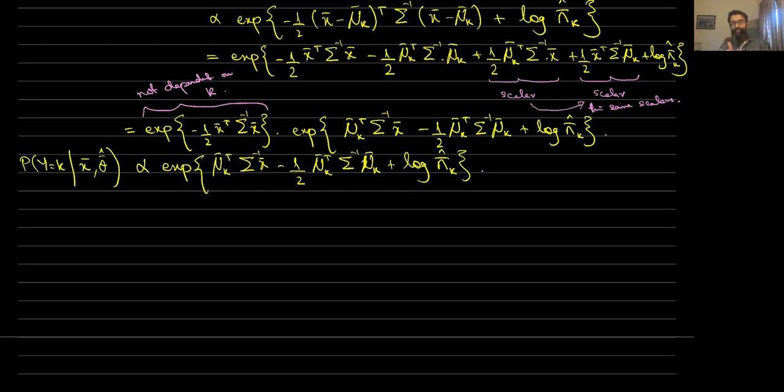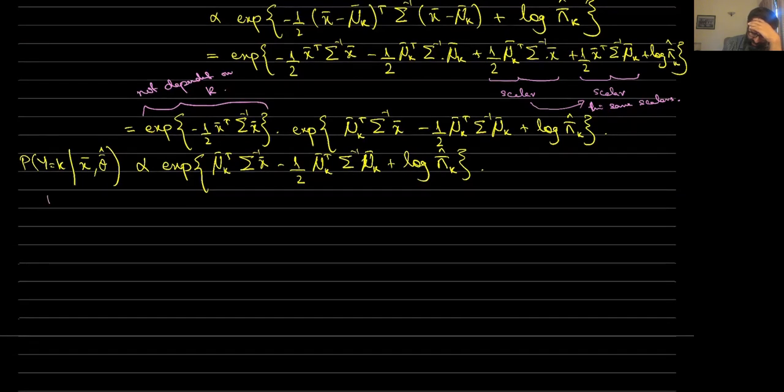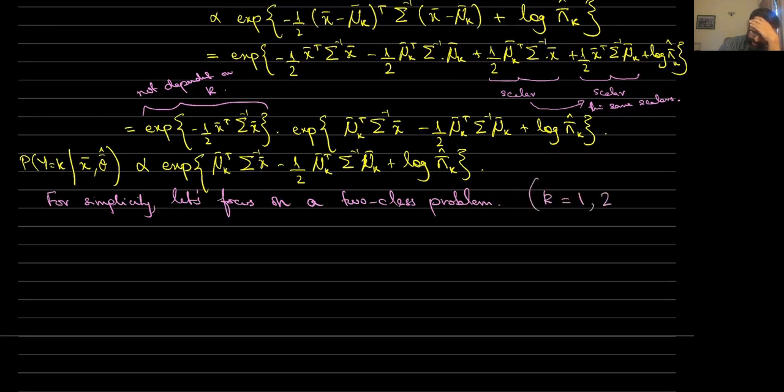Now, in order to see why this is called LDA, for ease of understanding, let me just focus on a two class problem. In other words, k could either be one or two. So there are only two classes that I'm dealing with. As far as the prediction is concerned, when should I decide class label one? When probability y equals one given x and theta hat is greater than probability y equals two given x and theta hat. And when this condition is not satisfied, my decision should be two. So it's a converse, okay?